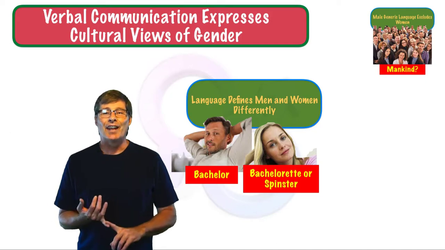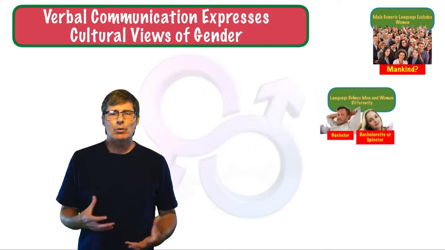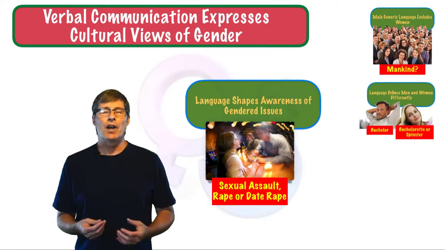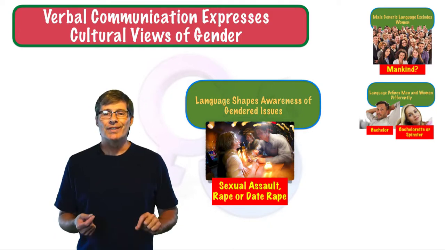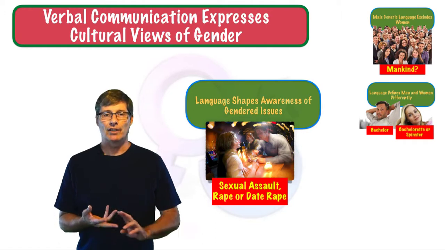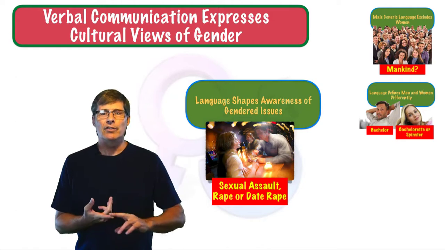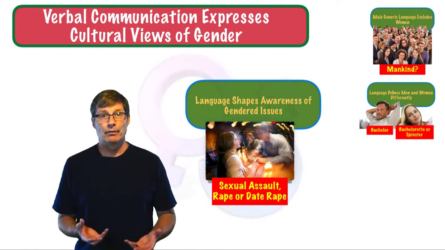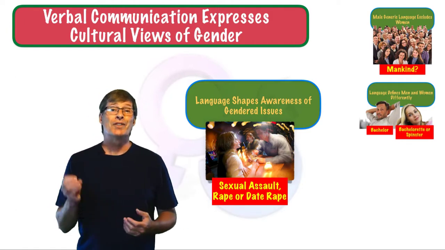Thirdly, language shapes awareness of gender issues. Language shapes awareness of what is important and helps us define realities. In addition, when someone is named, like sexual harassment, or as in terms of date rape, it's easier to recognize it, to think about it, and then to stop it. It's not unlike the term stalking.